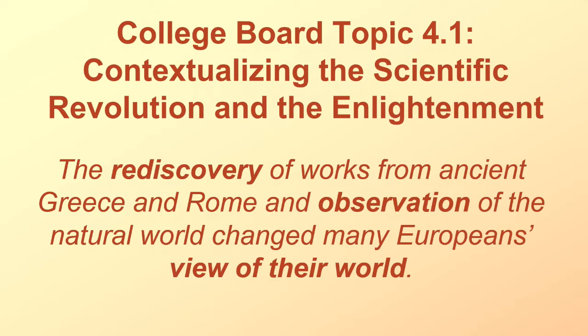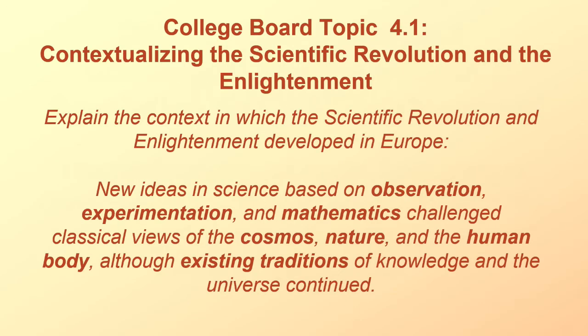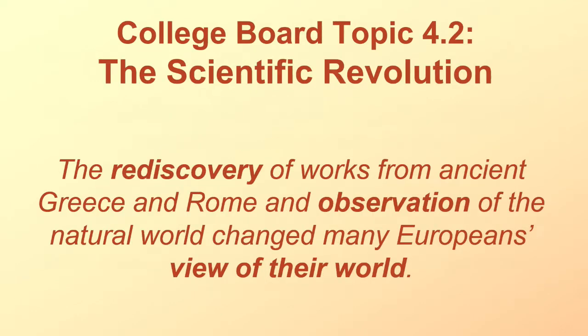The rediscovery of works from ancient Greece and Rome and observation of the natural world changed many Europeans' view of their world. Explain the context in which the scientific revolution and the Enlightenment developed in Europe. New ideas in science based on observation, experimentation, and mathematics challenged classical views of the cosmos, nature, and the human body, although existing traditions of knowledge and the universe continued, even among scientists.